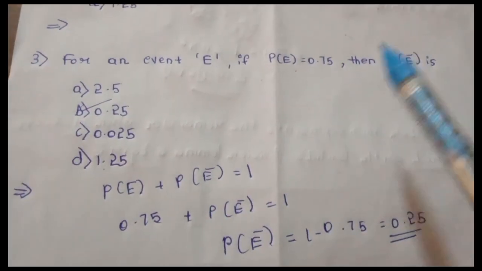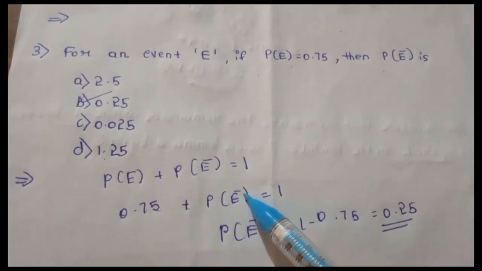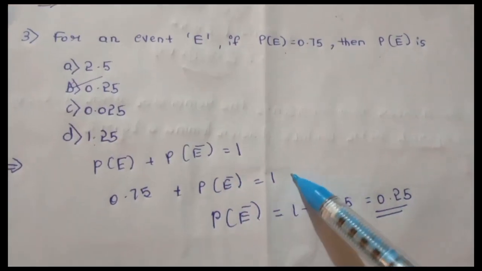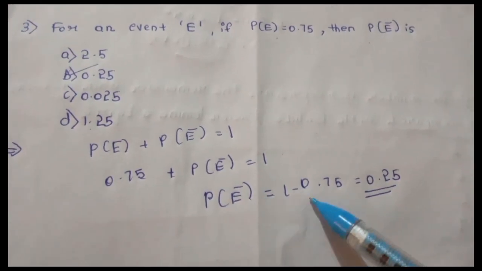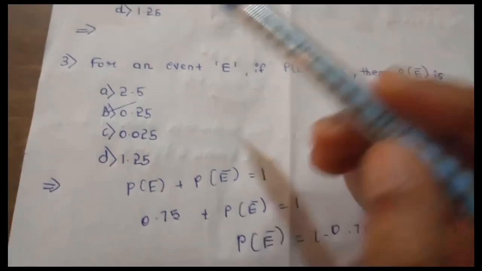So it is given that P of E is 0.75 and P dash of E we have to find, which is equal to 1. P dash of E equal to 1 minus 0.75, which is equal to 0.25. So the correct answer is option B.